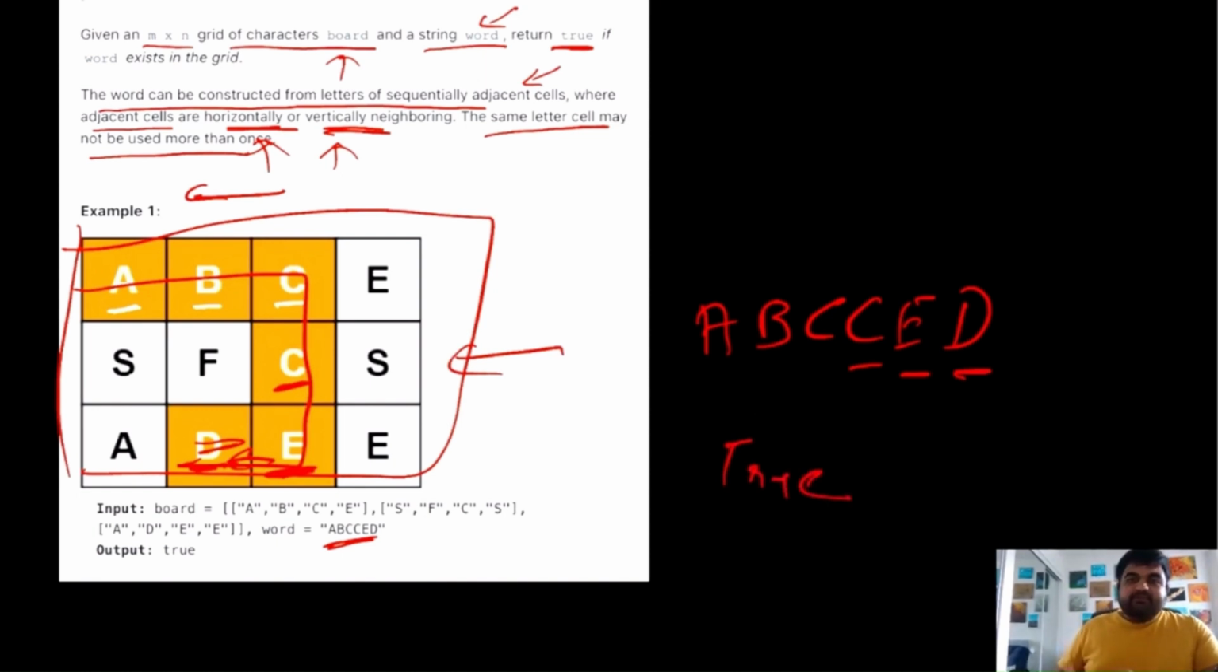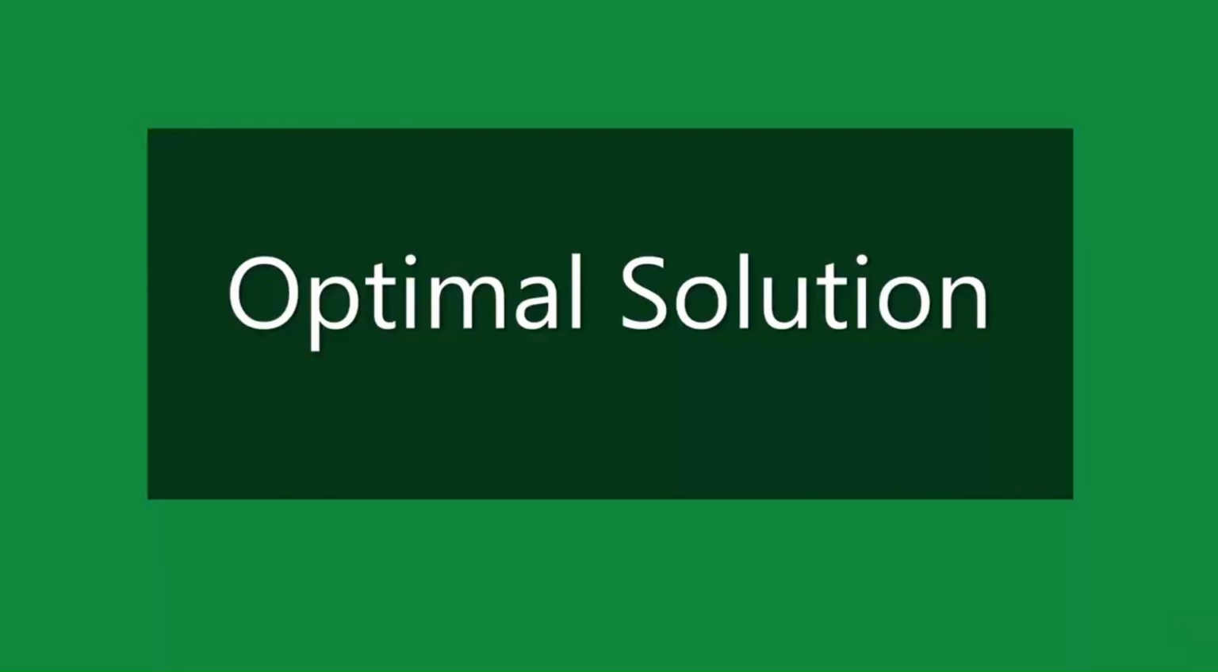Now suppose we were not able to construct this word, we would not return true and we would return false. So let's see what would be the optimal approach to solve this problem. Well, we have actually solved similar problems in the past using DFS and backtracking, and this is what we are going to do for this problem as well. Let me quickly show you how.